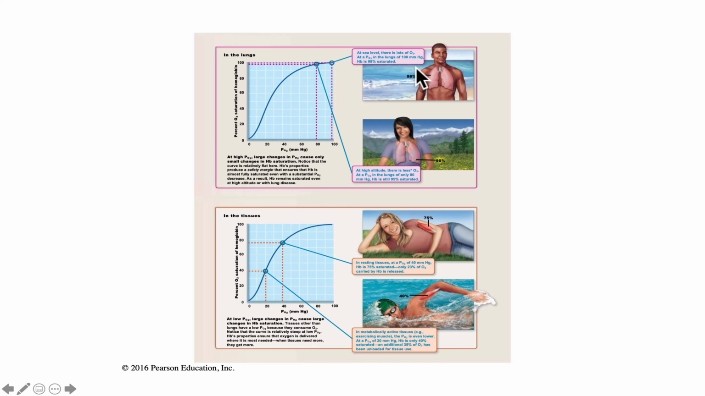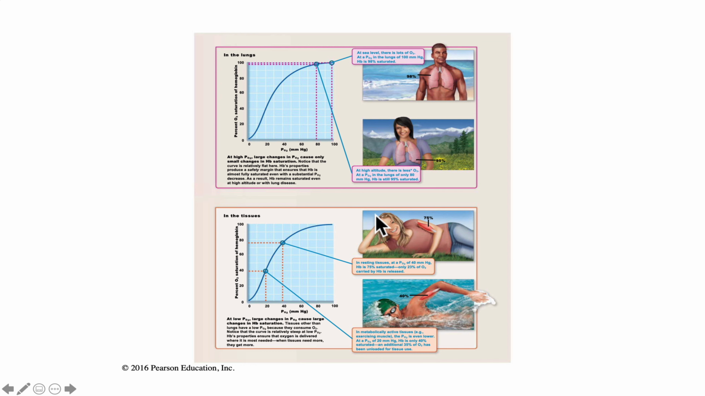So at sea level, we end up getting 98% saturation. Hemoglobin is 98% saturated with oxygen. Now, once we start going up to higher altitudes, there's less oxygen available. Okay? So the partial pressure for oxygen at, let's say, somewhere up high in the mountains, is going to be about 80 millimeters of mercury. So at that point, oxygen is only 98% saturated.